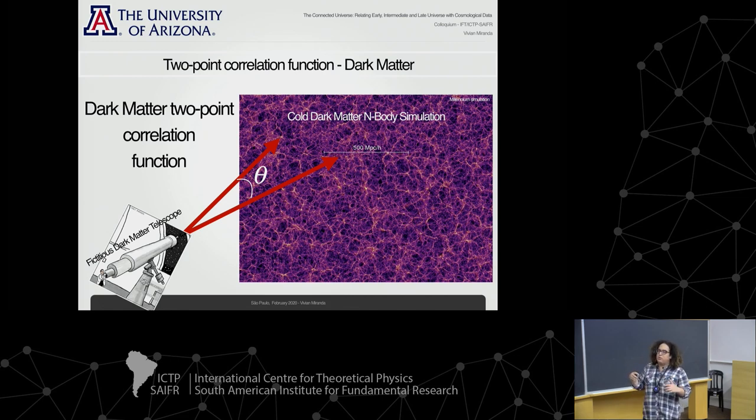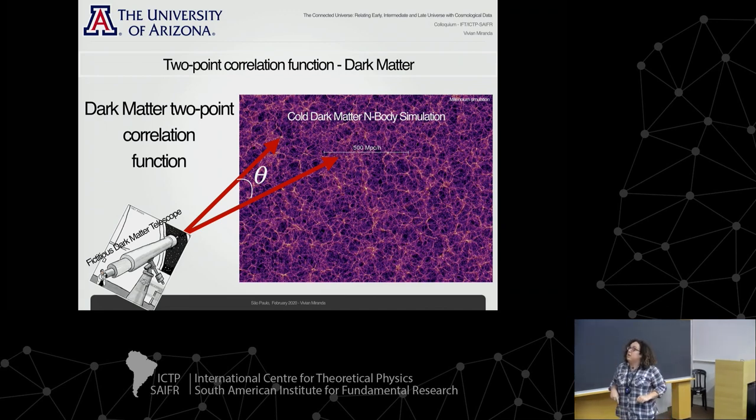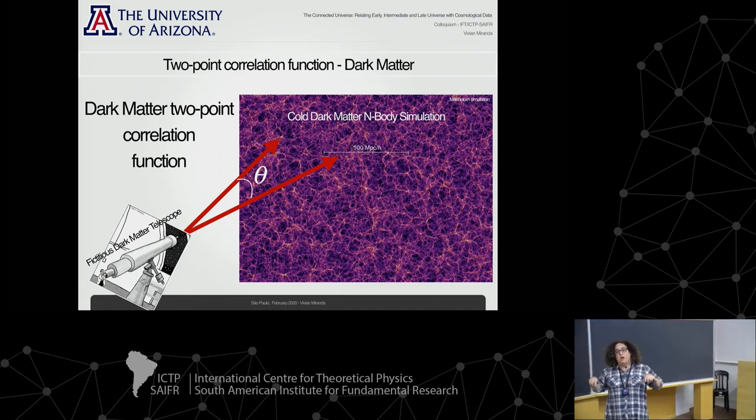If you assume for now that you had a telescope where dark matter appears, you could play the same game. You could point this telescope to a position in the sky, see if there is an overdensity or underdensity in that direction, and correlate it to overdensities or underdensities in other directions. We don't have dark matter telescopes. Therefore, we have to use tracers of dark matter, like galaxies or clusters. These are biased tracers, and dealing with the bias is pretty tricky, but the conceptual idea is the same.